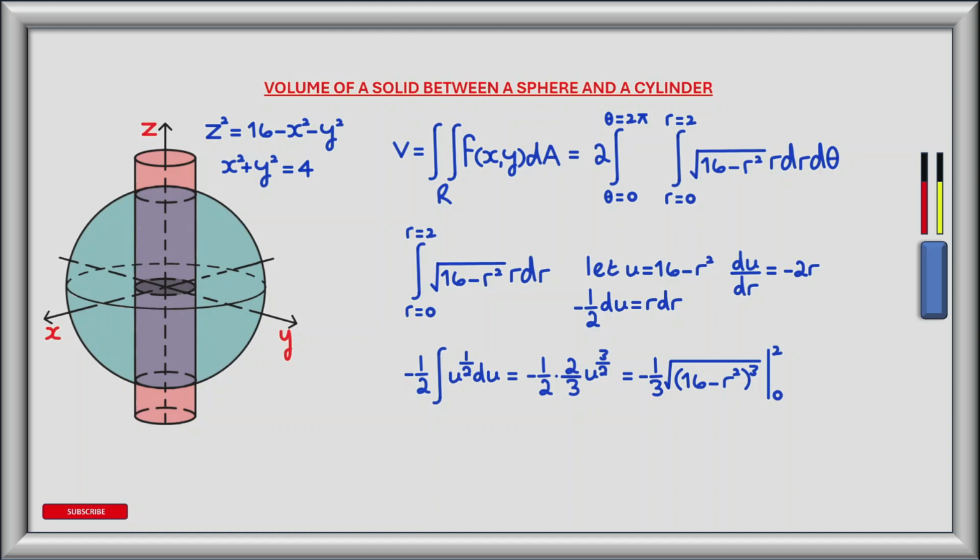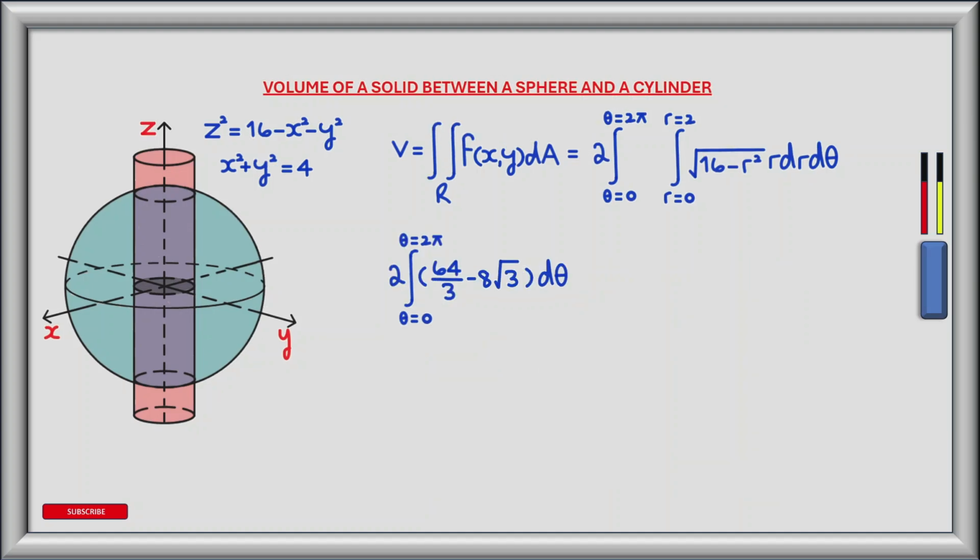And now if we substitute back in for u, we're left with minus a third multiplied by the square root of 16 minus r squared all cubed, and we need to evaluate this between 0 and 2. So plugging in the value for r equals 2, we get minus 8 multiplied by the square root of 3, and that'll be minus 1/3 of the square root of 16 cubed when we plug in the value for r equals 0. And this all equates to 64 divided by 3 minus 8 multiplied by the square root of 3.